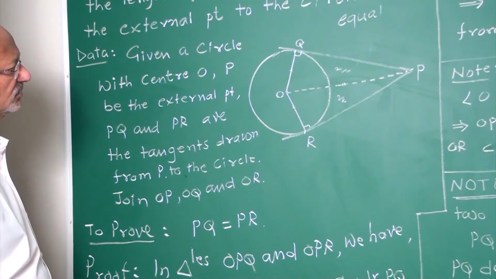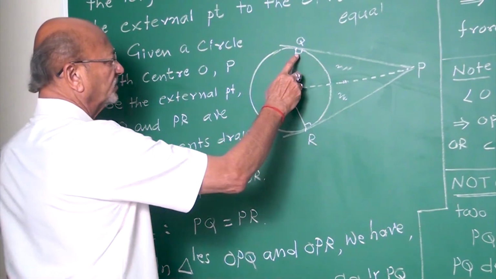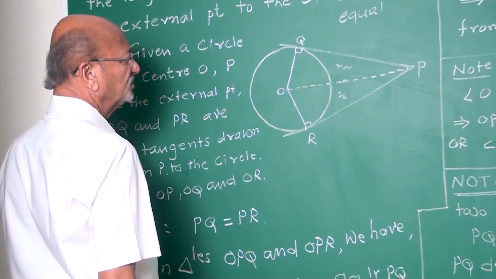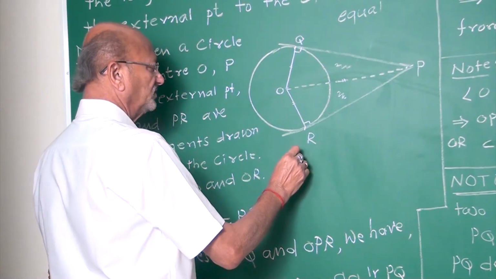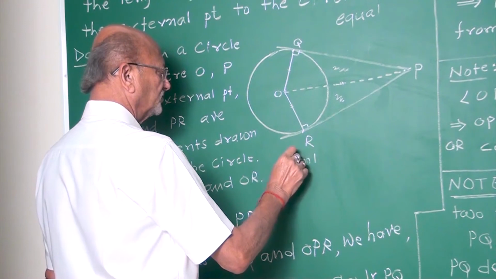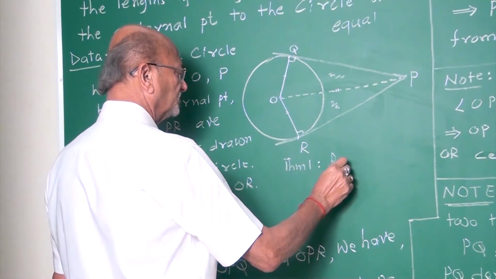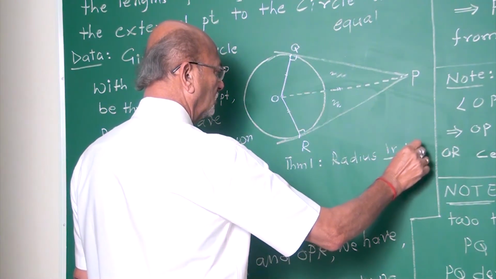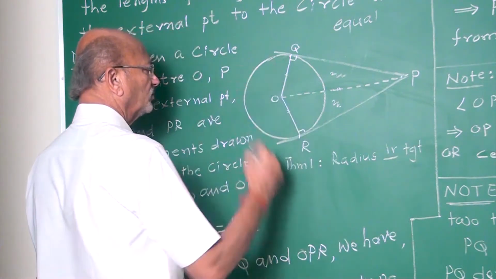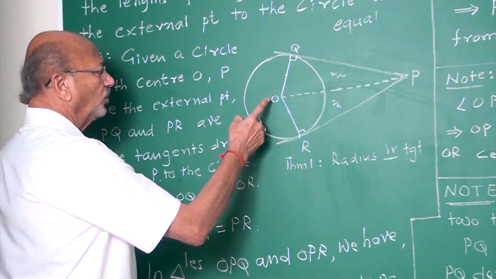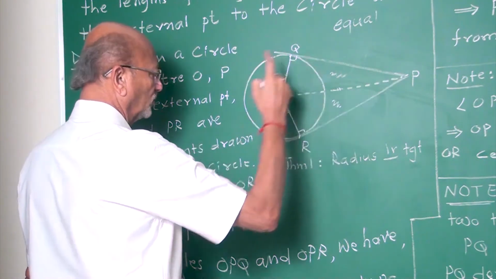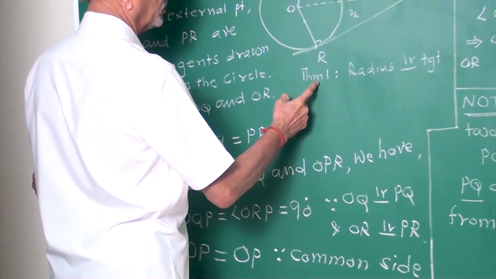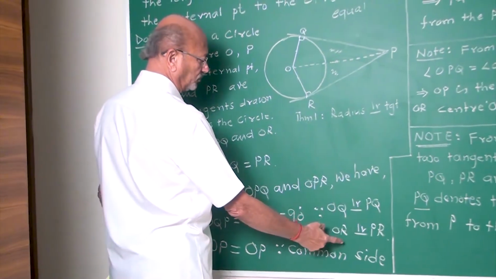First observation is, this is the radius and this is the tangent. The radius is perpendicular to the tangent, my friends. This is theorem number 1: the radius of the circle is perpendicular to the tangent at the point of contact. Therefore, OQ is perpendicular to PQ, because of theorem number 1. And OR is perpendicular to PR.